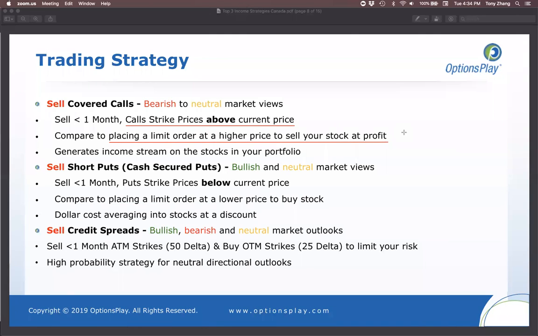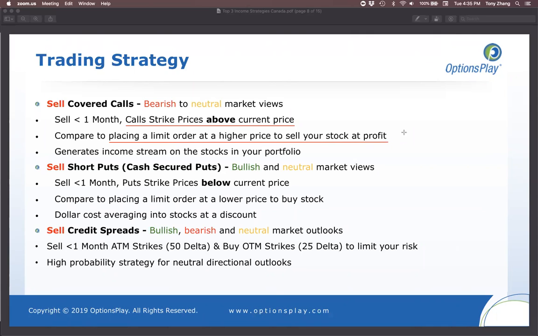Maybe we have a target price of $110 on BMO. So what would you do if you had a target price of $110 on BMO? If you were a stock trader, you place a limit order at 110, and you would wait for that stock to rise to 110 and have that order fill so that you can take profit on your BMO stock. However, when you place that limit order, you're just waiting for that limit order to fill. You're not getting paid anything to place that limit order.